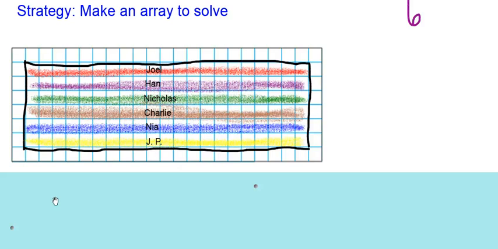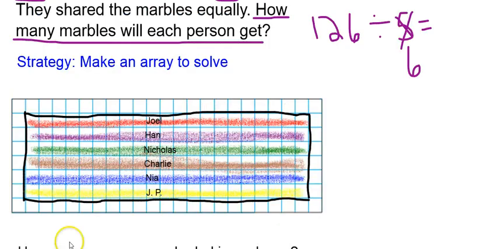So all we need to do now is to count how many squares there are in each row. Why don't you go ahead and pause the video and take a moment to count how many squares in each row. Okay, so hopefully you have counted correctly and you have a number in mind.